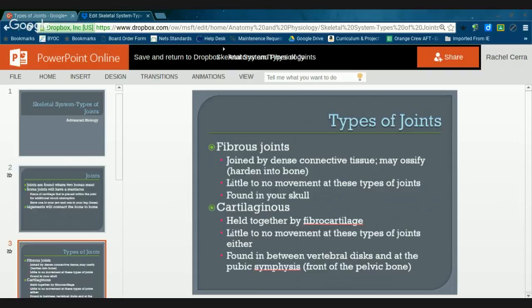You don't typically think of joints as being non-movable, but since a joint is technically defined as a place where two bones meet, places like in your skull where your frontal bone meets your parietal bone, that is where the sutures are, that's technically a type of joint. Like I said, you don't typically think of those as being joints, but they are.